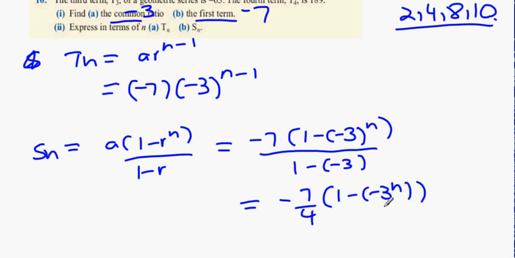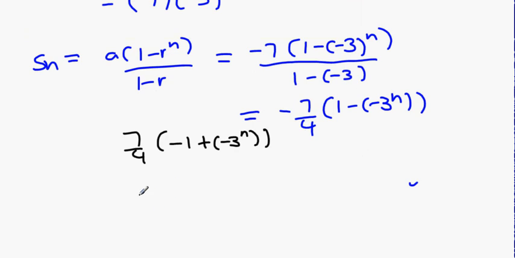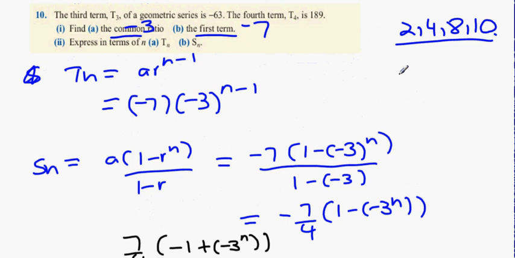Close bracket. Now guys, when you look at this, if you multiply inside the bracket by minus 1, we get 7 over 4 into minus 1 plus bracket minus 3 to the power of n. And then we can reverse that around: 7 over 4 into minus 3 to the power of n minus 1. Okay, so that's 2, 4, 8, 10.